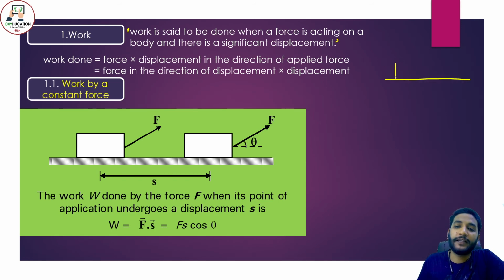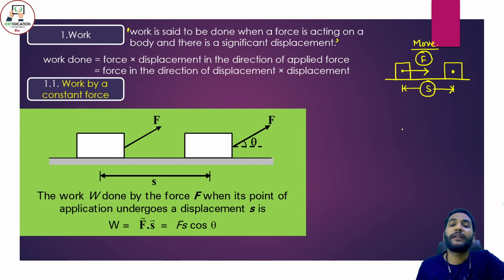For example, this is an object, let's suppose, and we have applied a force on this object. We have already studied in the last lecture that if you apply a force on a body, the body will move. It will change its position, and due to the change in its position, there will be a significant displacement. This is the displacement. So basically, work is said to be done when a force is applied and there is also some displacement. The very basic definition of work done is: work is said to be done when a force is applied or acting on a body and there is a significant displacement.